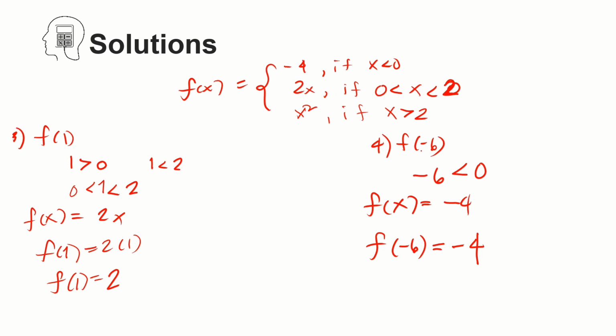So negative 6 is a value that is less than 0. So we know that negative 4 is our subfunction to be used. So f of x is equal to negative 4.